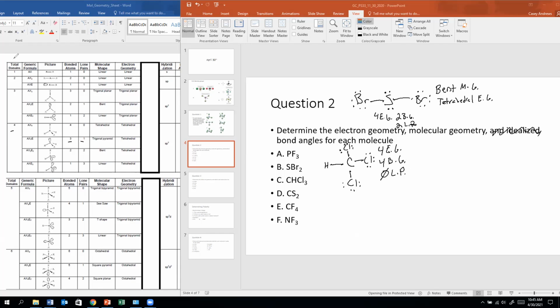So if we go to our total domains, there's 4. 4 of those are bonding atoms. 0 are lone pairs. So both the molecular shape and the electron geometry are the same here. They're both tetrahedral. So that's C. Any questions on B or C?